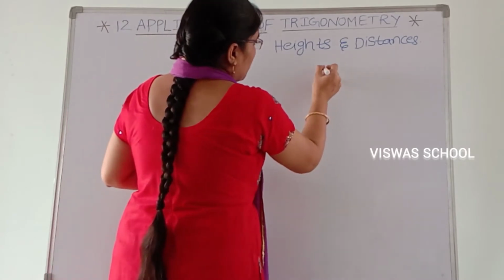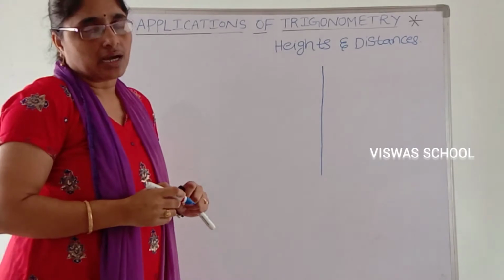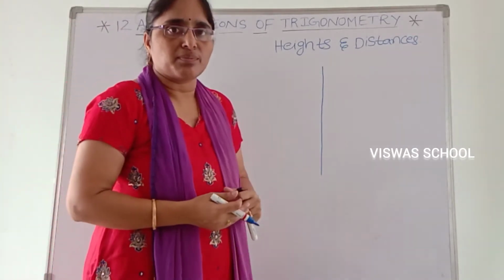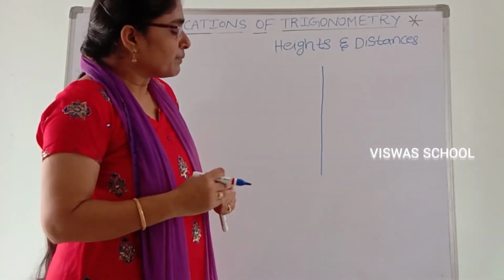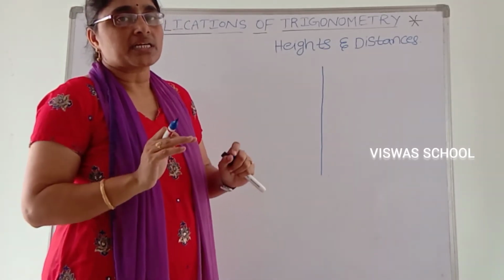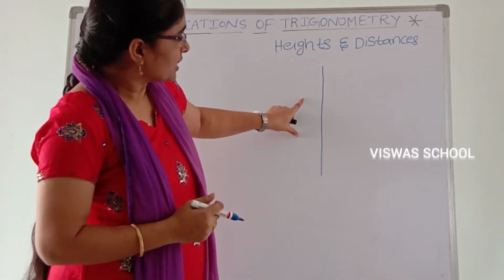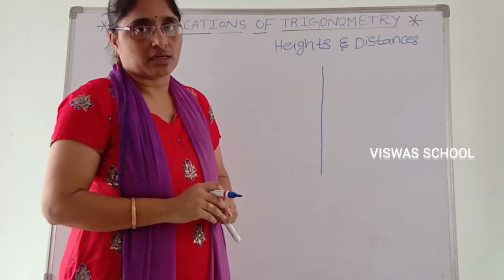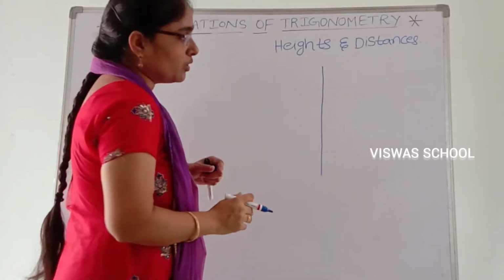Here I am taking a pole. This is a pole, and I want to find its height. With the knowledge of trigonometry, it is very easy to find the height of any object. Trigonometry means what we taught here? Triangle. But a triangle needs how many sides? Three sides. But here we have only one side, and we need another two sides also.